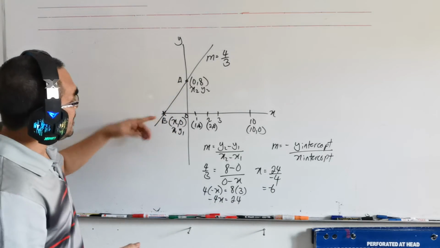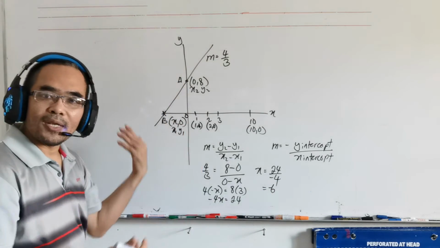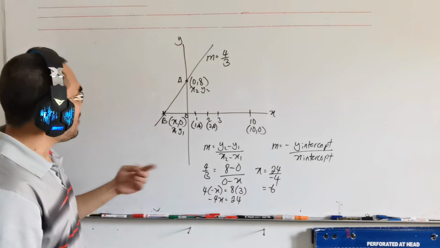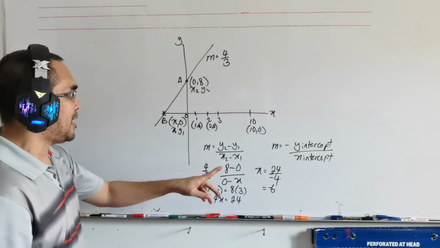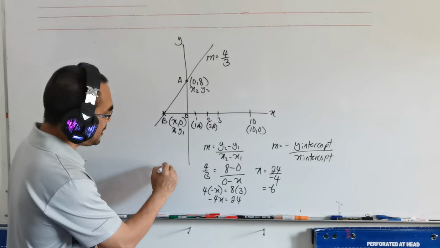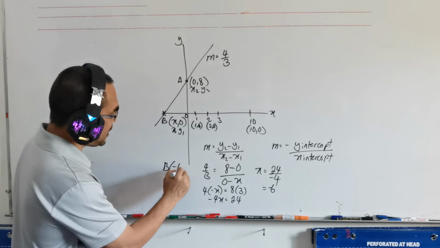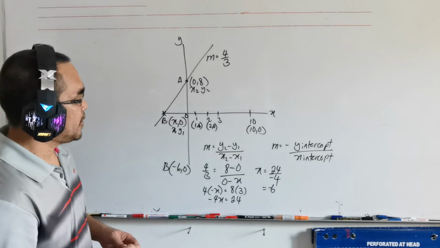And logically, B is on the left side of 0, so the value of x for B will be negative. So the coordinate of B will be negative 6, 0.